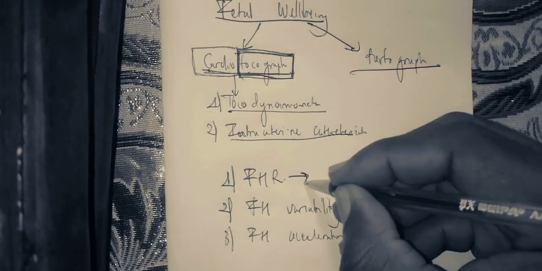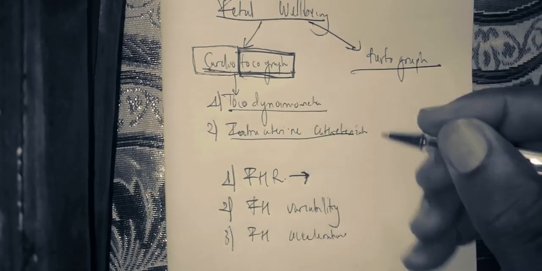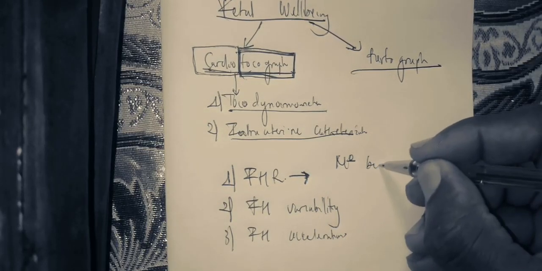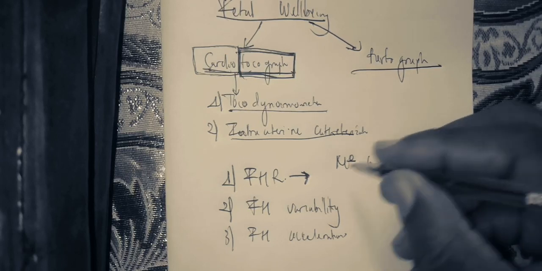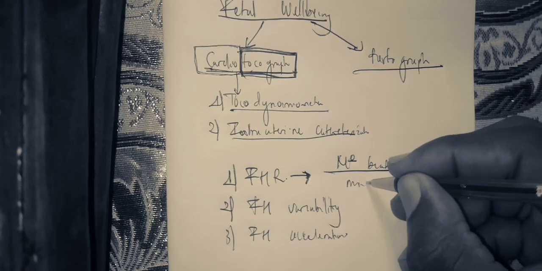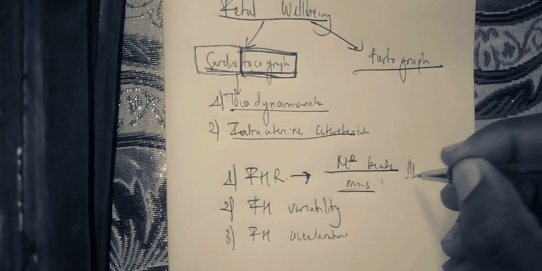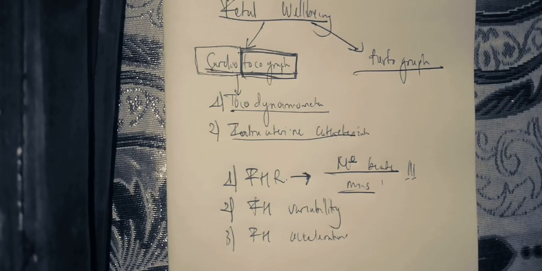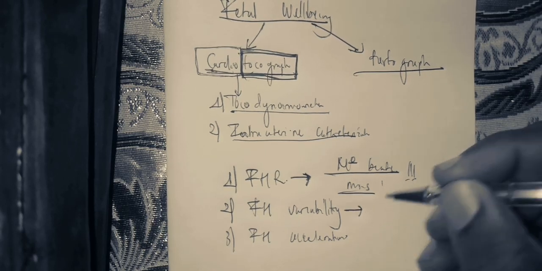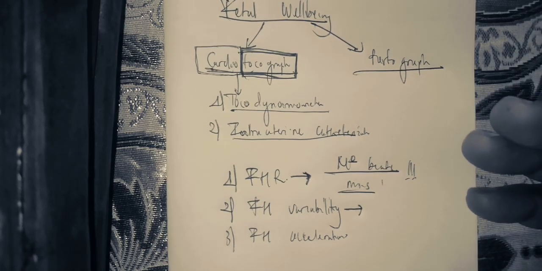The fetal heart rate is the number of heartbeats per minute. That is the definition of the fetal heart rate. The number of heartbeats every minute is the fetal heart rate. Is it clear? Now, fetal variability is defined as what?